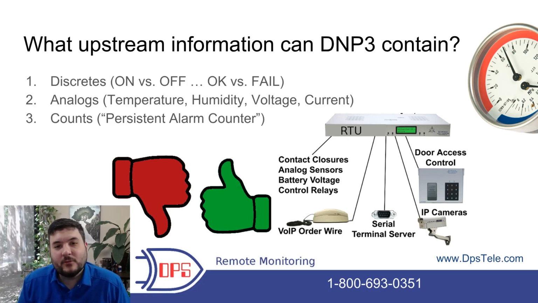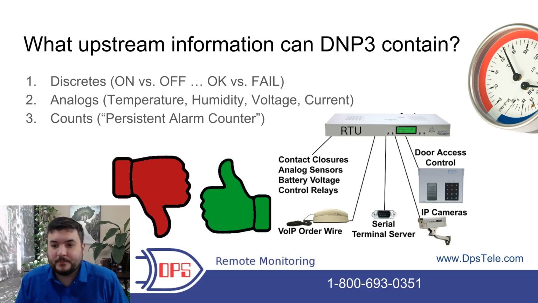And then counts, which are really just an analog. Some people will call them persistent alarm counters. And this is just how many times did a discrete toggle on or off? So how many times has a pump revolved? How many times has my HVAC cycled on or off? You can count up just about anything. So it's essentially turning a discrete into an analog by virtue of counting how many times it's happened.